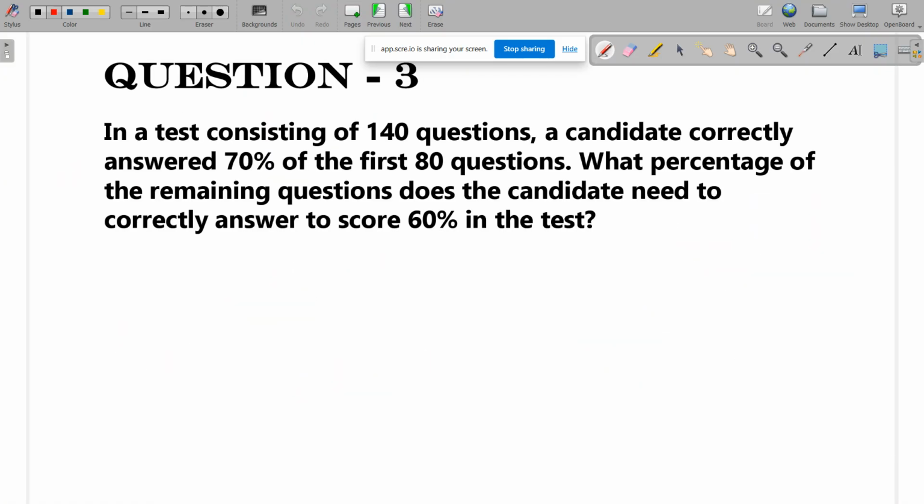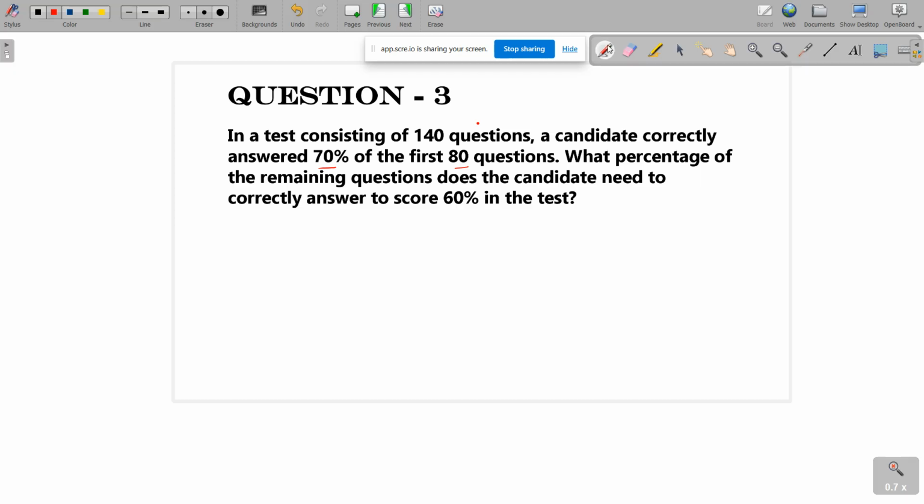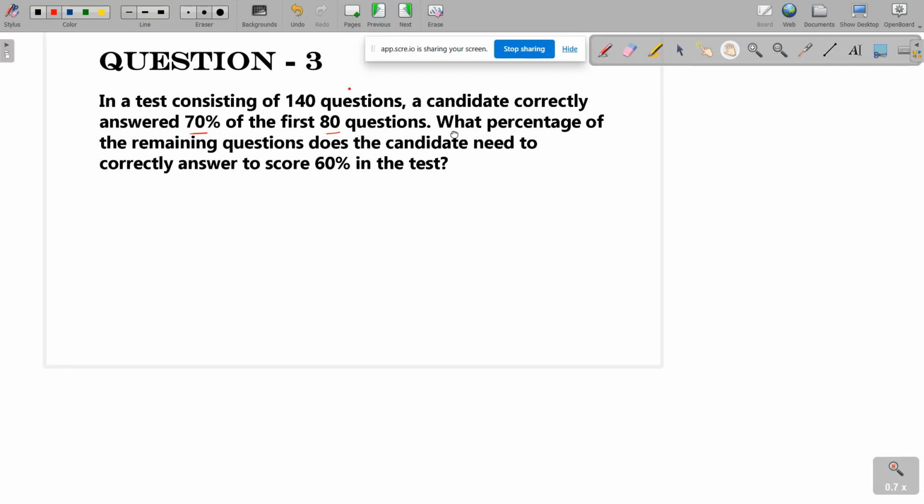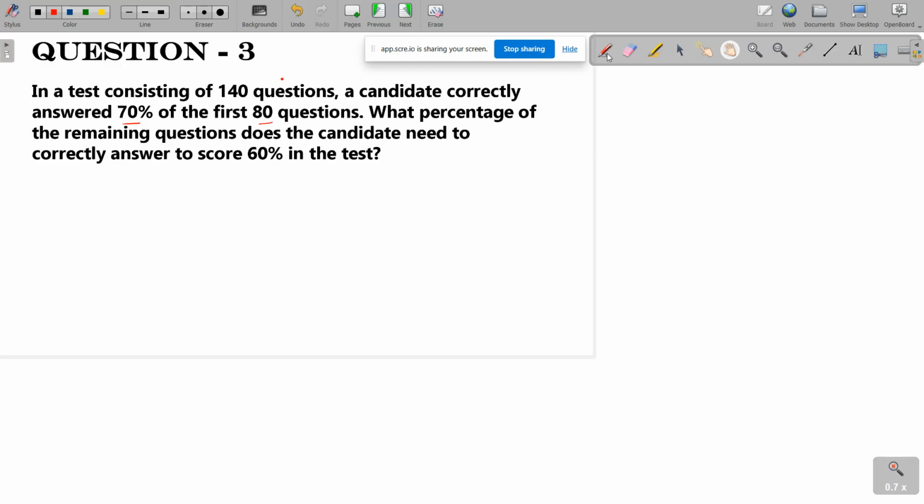Okay, let's move to question number three. In a test consisting of 140 questions, a candidate correctly answered 70% of the first 80 questions. Okay, so there was a test conducted, and a candidate who appeared answered 70% of the first 80 questions. If there are total 140 questions, it is divided into two sections. We can say 80 and the remaining 60 questions.